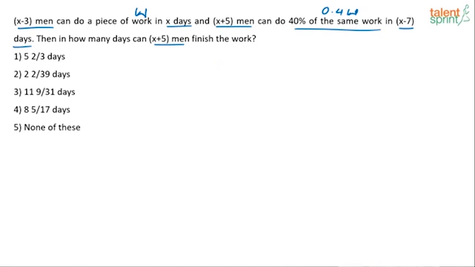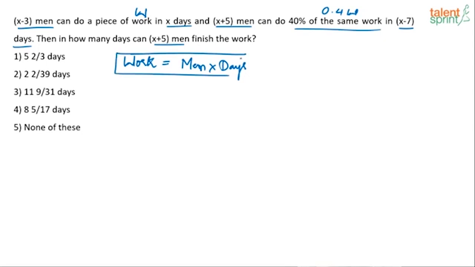He's talking about men and days. And we know that work can be measured as number of men into number of days. Work, in simple words, is men into days. Very, very important concept, right? Work is men into days. Let's just do that. See, you know the concept of W1 by W2 equals M1 D1 by M2 D2. That's what we need to apply here.